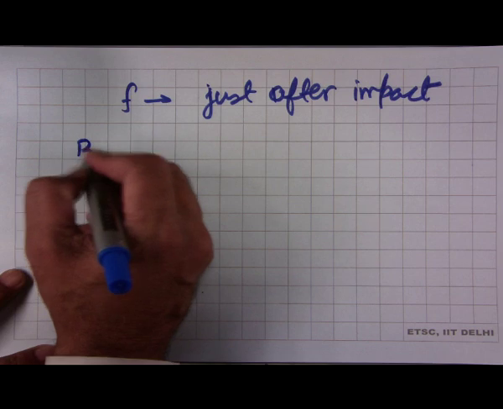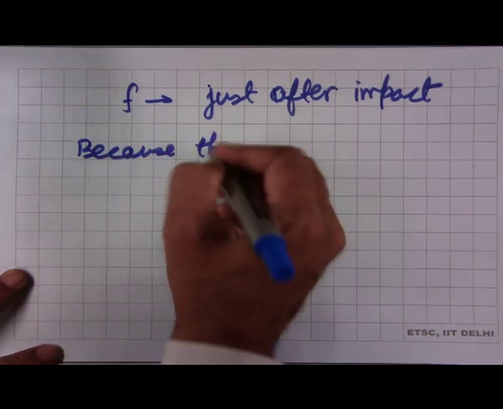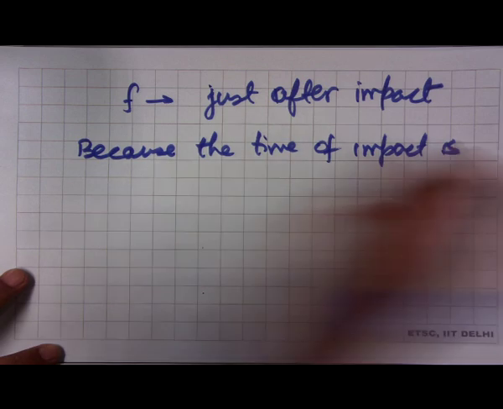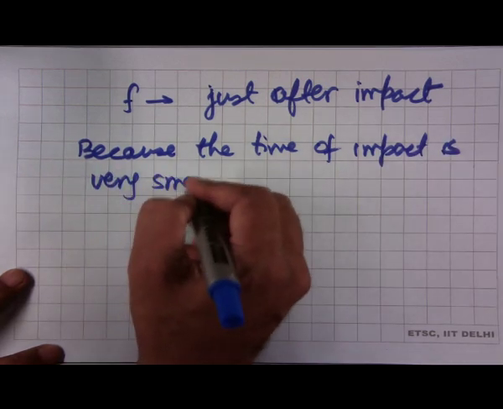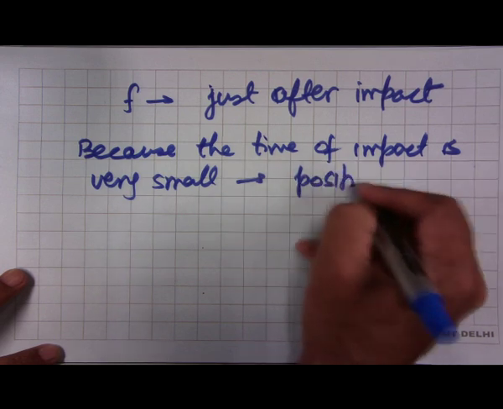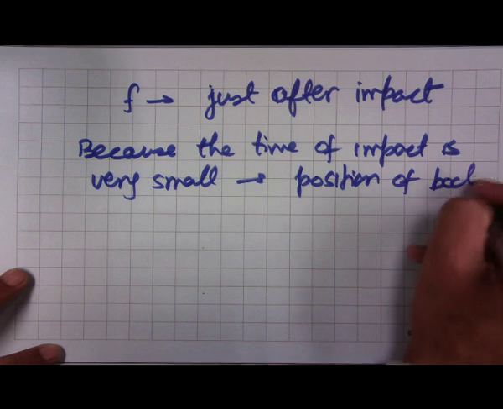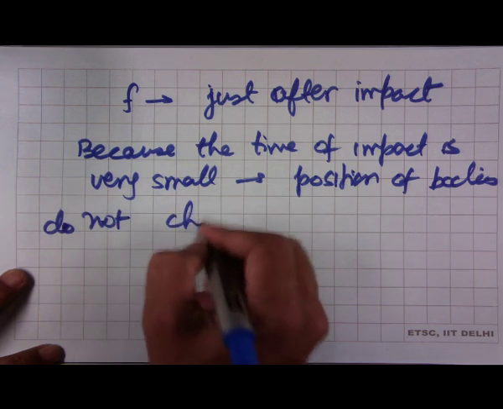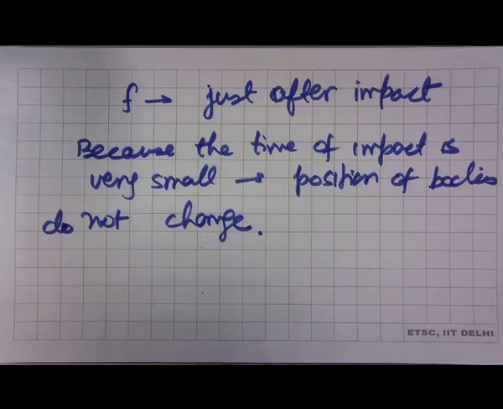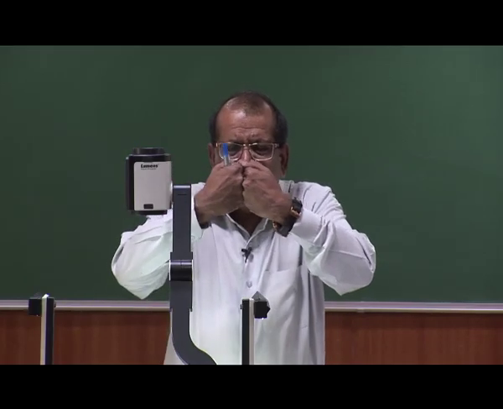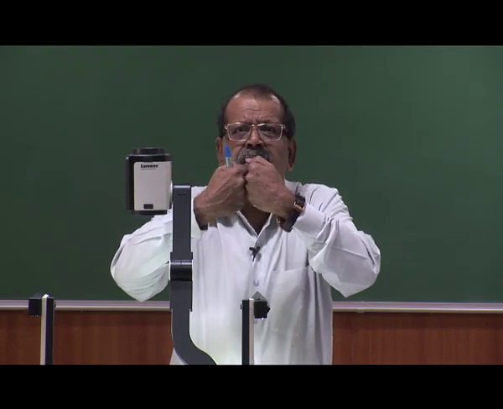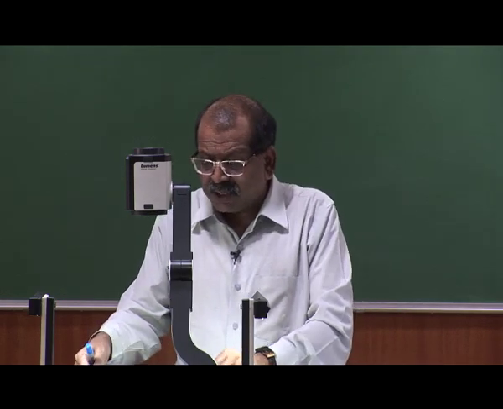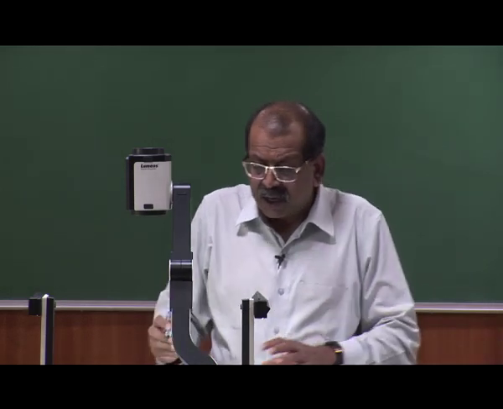And because the time of impact is very small, what we will assume is that the positions of the bodies do not change. That means, during this impact time, when a body is hitting the other one, we are analyzing this position just at the time of impact. So, the position of these two bodies will not change. Now let us define some of the parameters and look at this analysis.